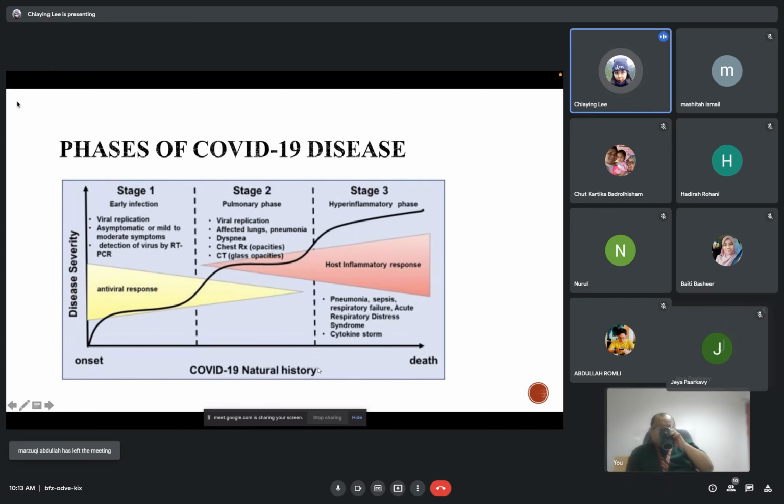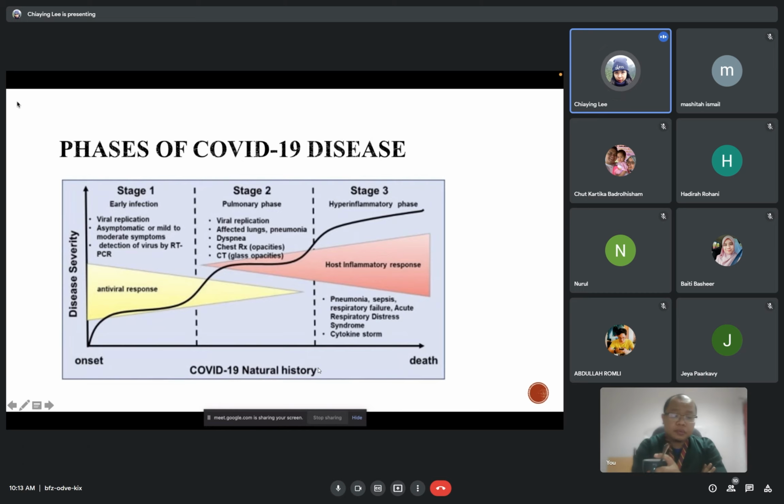And some patients will move on to the pulmonary phase, where they have pulmonary symptoms like shortness of breath, cough, and even hypoxic events. During this time on X-ray we can see opacity in the lungs, and if you do a CT scan, they will have ground glass opacities as well.